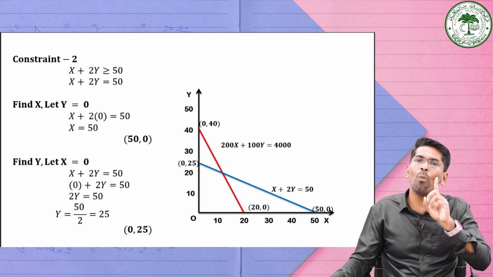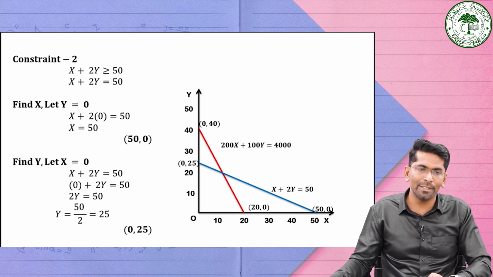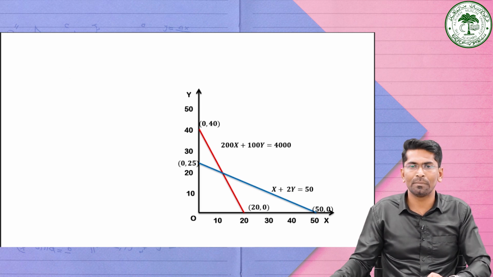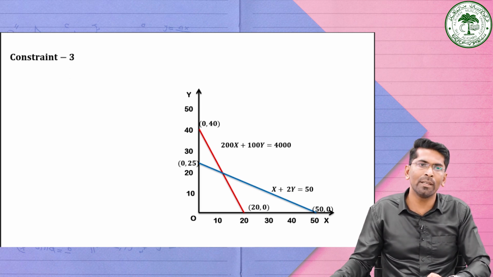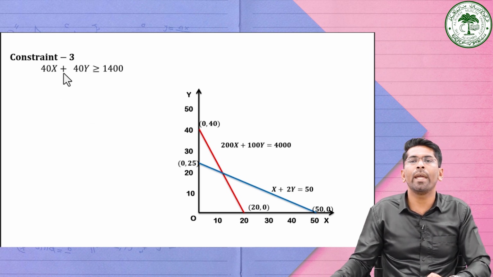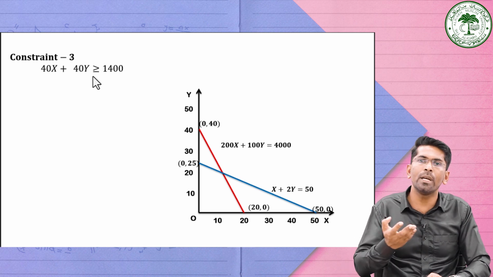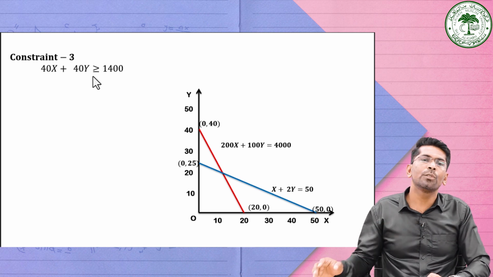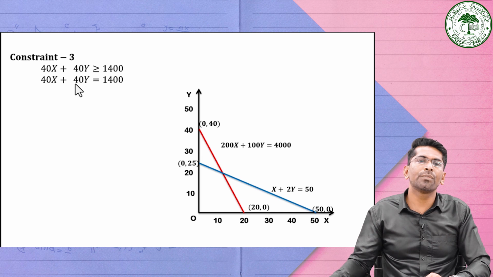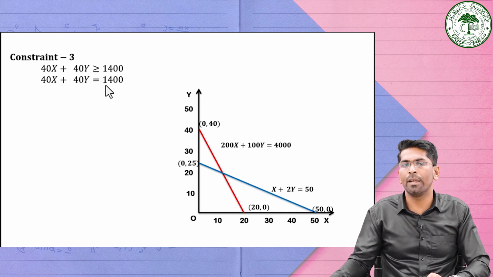Now again we have one more constraint, that is constraint number 3. So we are again going to consider the constraint number 3, which is given, that is 40x plus 40y, which is greater than or equal to 1400. So here this inequality sign, that is the greater than or equal to sign, I am going to convert in the form of an equality sign. So it will become 40x plus 40y, which is equal to 1400.